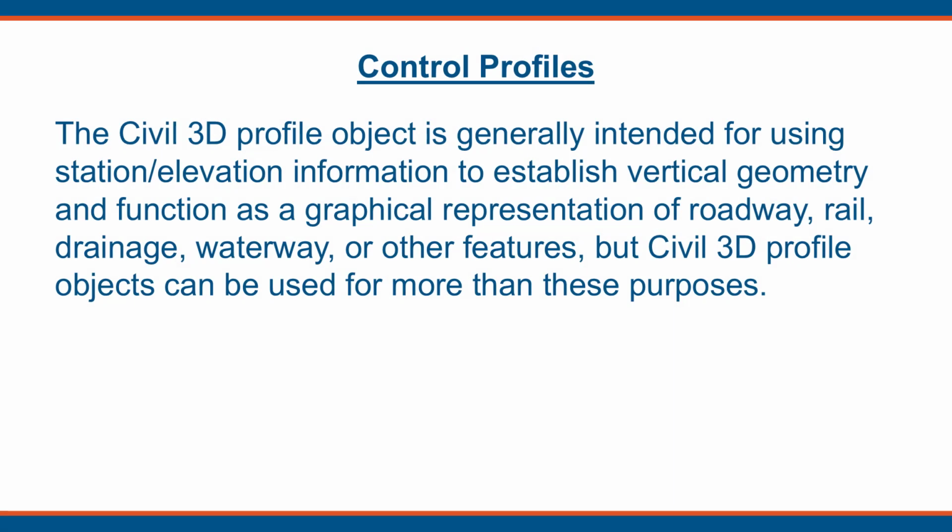The Civil 3D profile object is generally intended for using station elevation information to establish vertical geometry and function as a graphical representation of roadway, rail, drainage, waterway, or other features. But Civil 3D profile objects can be used for more than these purposes.